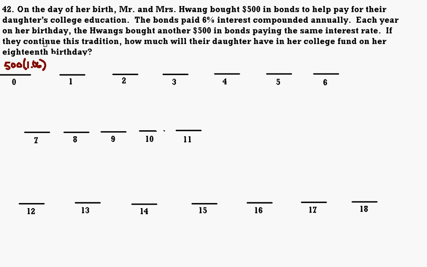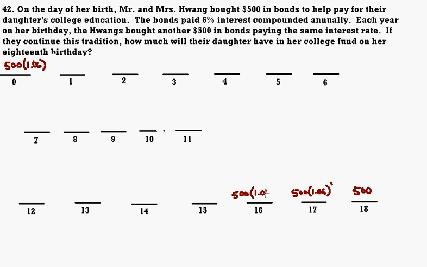So on her 18th birthday, she receives $500, and then they figure out the total cost of the account. On her 17th birthday, they give her $500. It has a ratio of 1.06, and it has an exponent of 1. So you're paying $530 for this year and $500 for this year. So this year, she received $500.